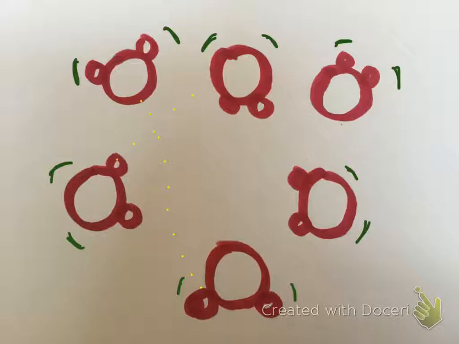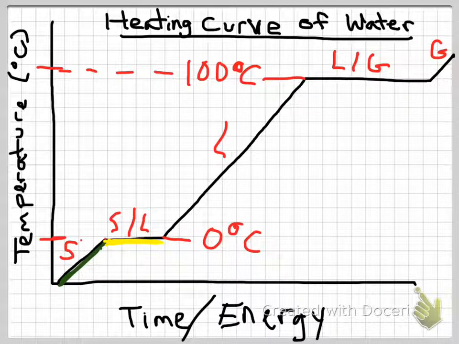These attractions are a little bit weaker, but they still hold those water molecules together, but now they're in the liquid form. So once all of our solid attractions have broken, we have totally melted our ice. We have finished melting and we only have liquid.